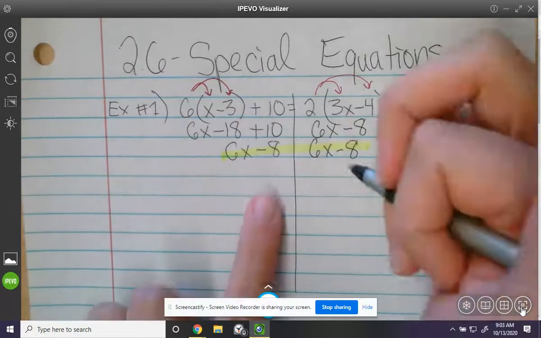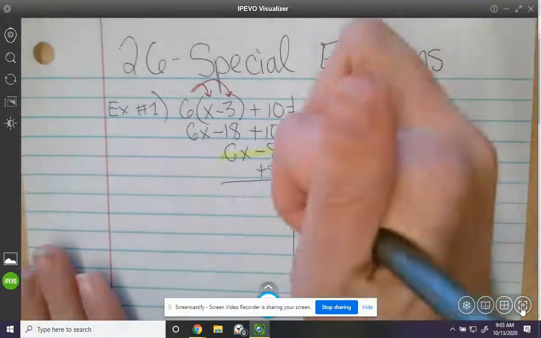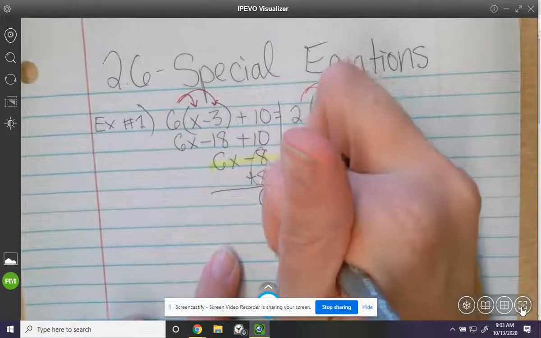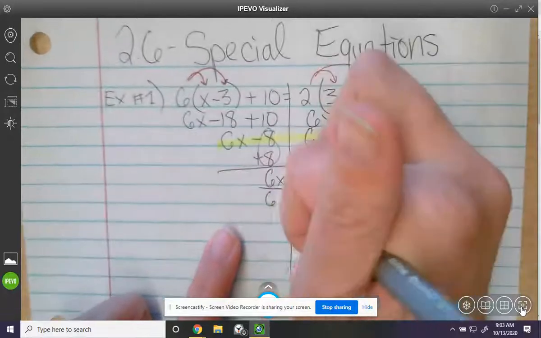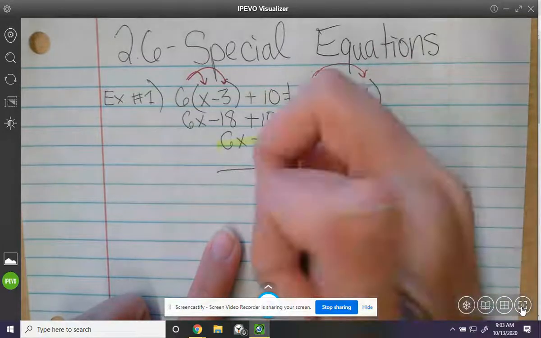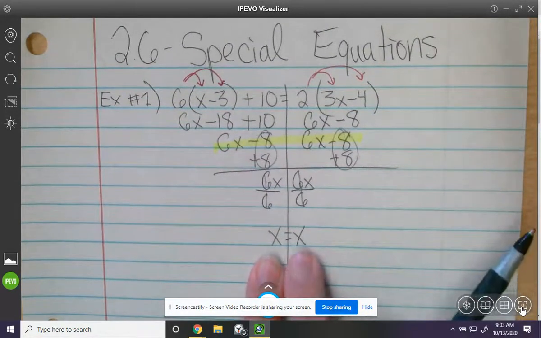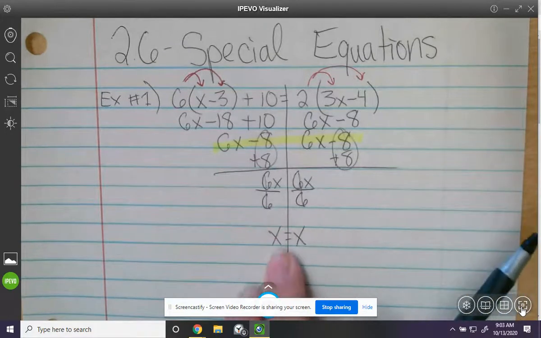So let's say I add 8 to both sides. Whenever I do that, I'm left with only 6x on both sides because my 8's go completely away. I can divide by 6, divide by 6. I'm only left with x's on both sides. X equals x. That's weird. If x is 1, then 1 equals 1. If x is 5, then 5 equals 5. If x is pi, then pi equals pi.